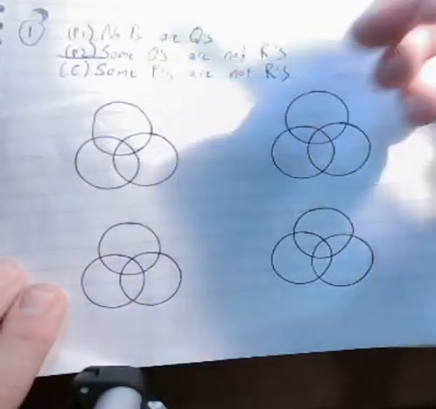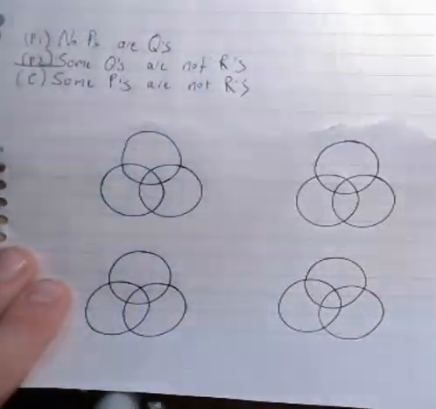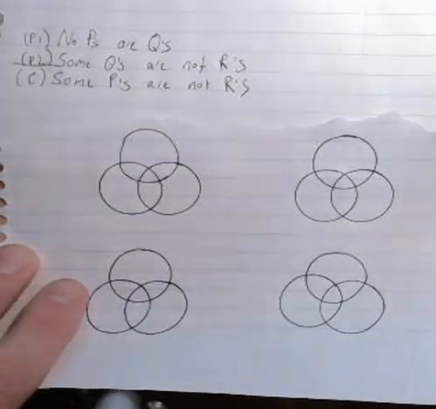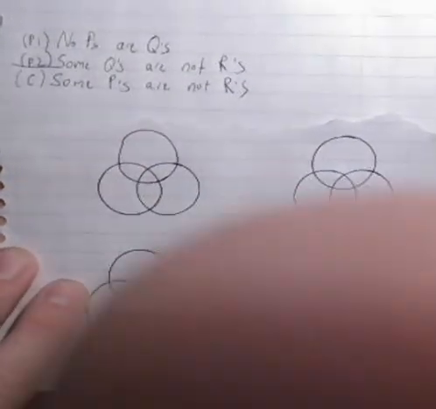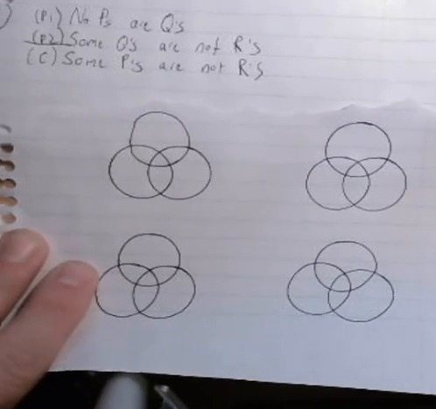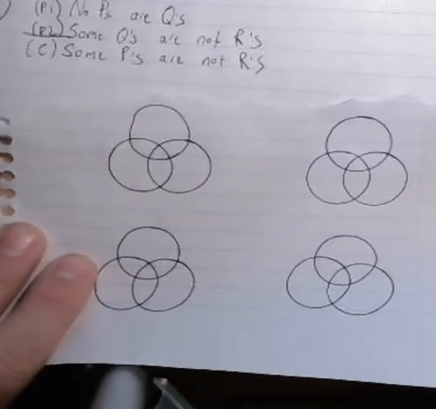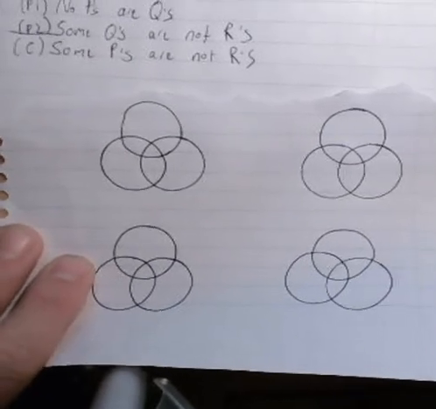Okay, so let's just do this one right here. The light's kind of weird. Let's see. So it says no P's are Q's. Some Q's are not R's. Therefore, some P's are not R's.